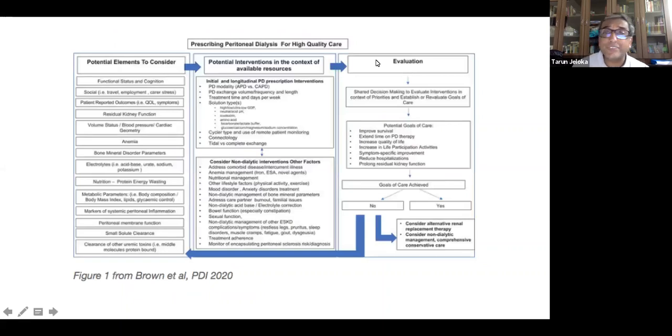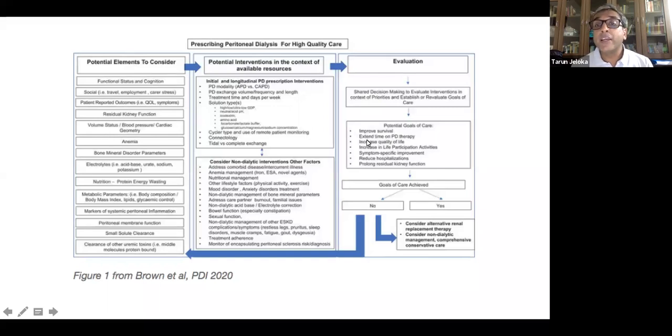And this is a table you can find in PDI. I'm not going into detail of this. This is how prescribing peritoneal dialysis for high quality care. So potential elements to consider: volume status, anemia, bone mineral, electrolytes, nutrition, etc. And then initial and longitudinal PD prescription interventions. And the importance is shared decision making to evaluate interventions in context of priorities and establish or re-evaluate goals of care. And potential goals of care is improve survival.